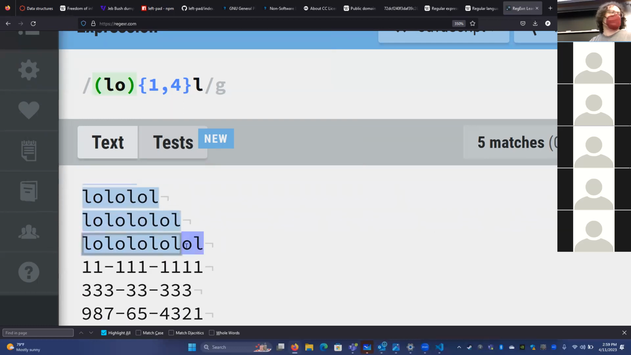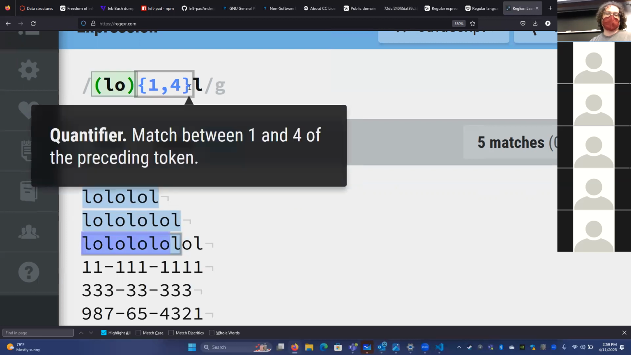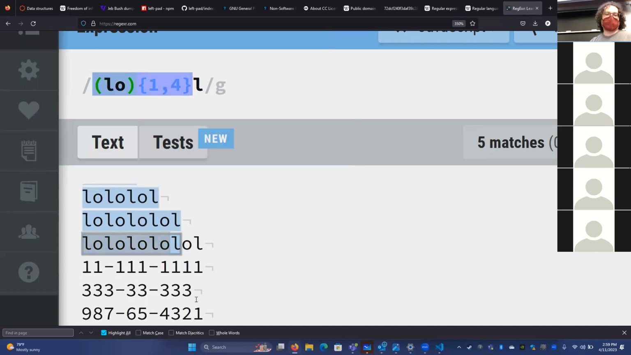But it doesn't do any more than that, because we did LO1, LO2, LO3, LO4. That's the most we're going to match. And then we find that, and then we stop with an L. Hence why it doesn't capture the OL at the end of this. So we can use this to quantify.